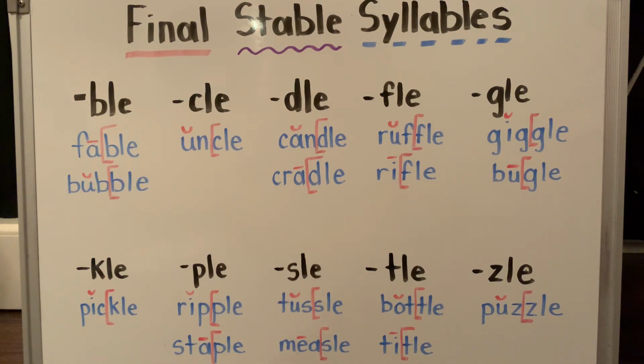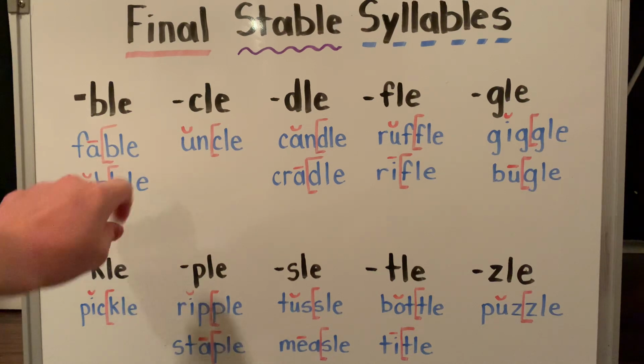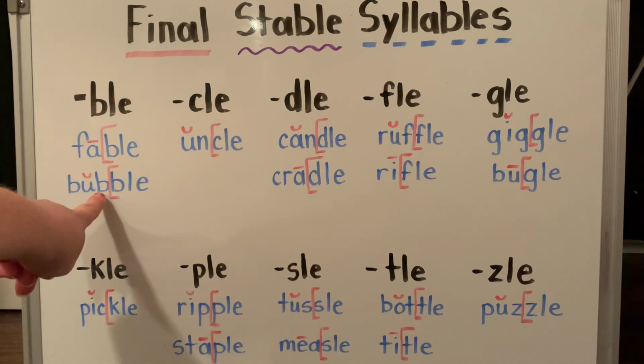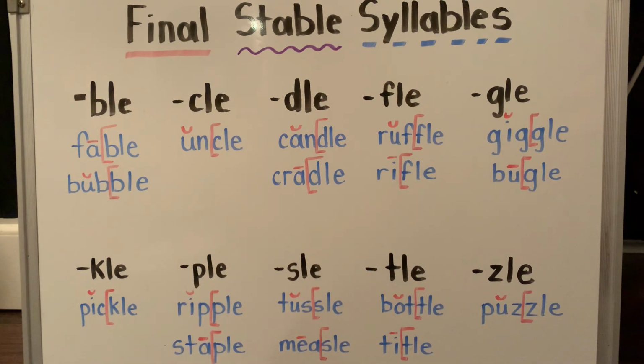But if we look at the next word, bubble, I know that U is short because when I box off my BLE, he still has a consonant friend next to him, so he must be short. So that word is bubble with a short U. So you'll notice on all of my examples, if the vowel has a consonant friend next to him, he's short. If he doesn't have a consonant friend next to him, he's long.